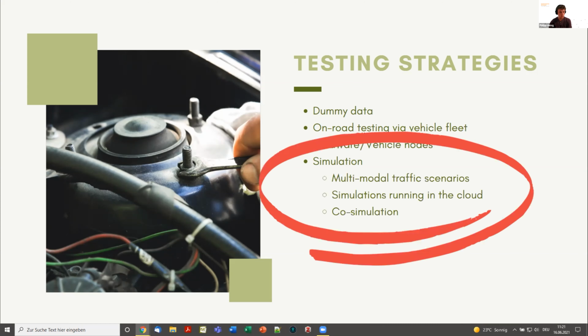So what is more and more used in this context are simulations. Simulations have been around for a long time, as they are really cost efficient, and they can be carried out through the whole development process, giving us feedback already in early stages of the development process. With simulations, we can test a lot of different traffic scenarios by just varying some parameters. Simulations also have the advantage that we can run them in the cloud, so we can run a lot of simulations at the same time.